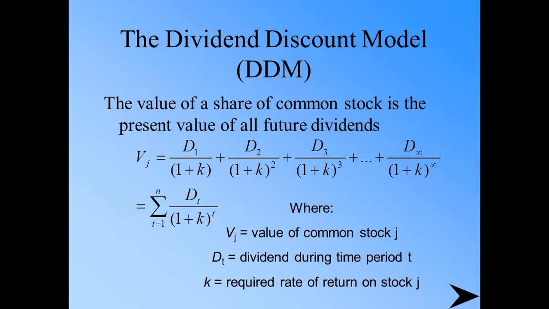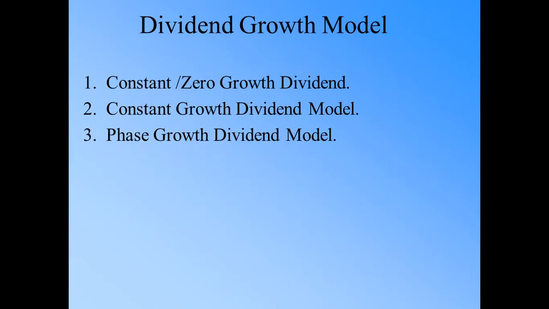For this purpose it was criticized, and then Mr. Gordon gave the concept of the growth model. So he gave the concept of the constant dividend model, or we can also call it a zero growth dividend model. The second one is the constant growth dividend model, and the third one is the phase growth dividend model. First he gave the concept of the constant dividend model or zero growth dividend model, but it was criticized that how could a company sustain a constant dividend for a long period.